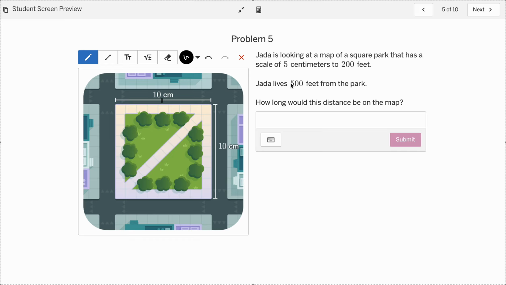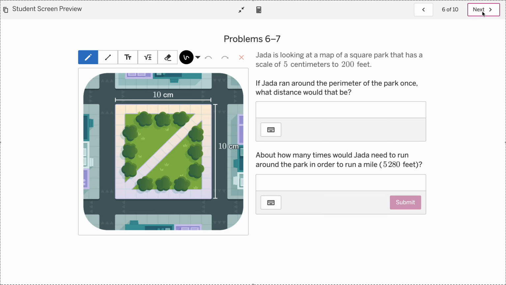So if she lives at least 10 centimeters, because that's 400 feet, I have to figure out what is 100 feet. If 5 centimeters is 200, how many centimeters is 100? Well, half of 200 is 100, so half of 5 is 2.5. So I know she's going to live 10 centimeters and 2.5 centimeters. So 10 plus 2.5 is 12.5. And that's how many centimeters that she would live away from the park.